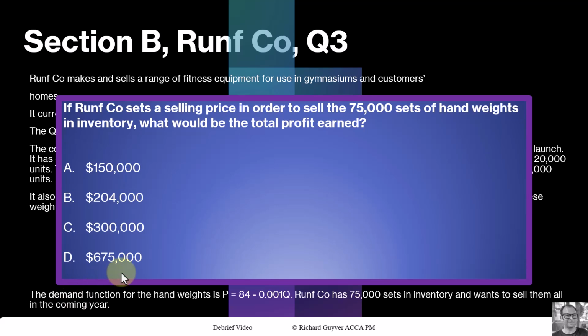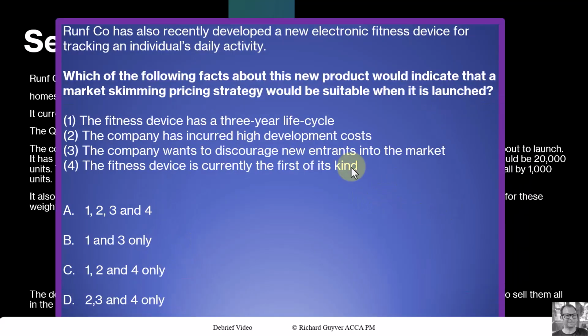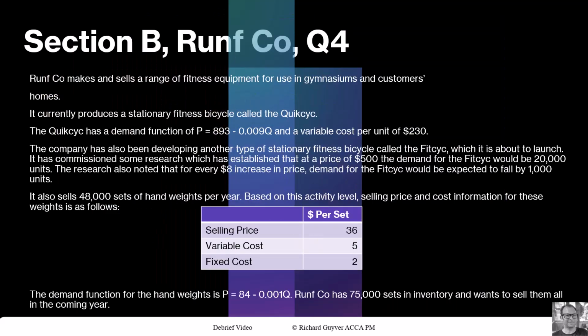And the 675 distractor D is if you just calculated the total revenue. Okay, question 4, got a bit of additional information here. Rumpf has also developed a new electronic fitness device for tracking daily activity. Which of the following facts about this new product would indicate that a market skimming pricing strategy would be suitable when it's launched? This question has nothing to do with this information given.